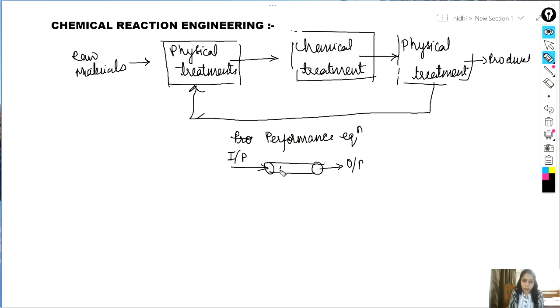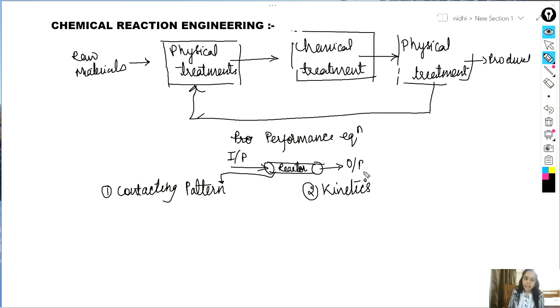Fine. Now in the reactor, what information do we need? The first one is contacting pattern, and the second one is kinetics of any reaction, right? Now contacting pattern means how materials flow through and contact each other in the reactor, how early or late they mix. So this is the study of contacting pattern.